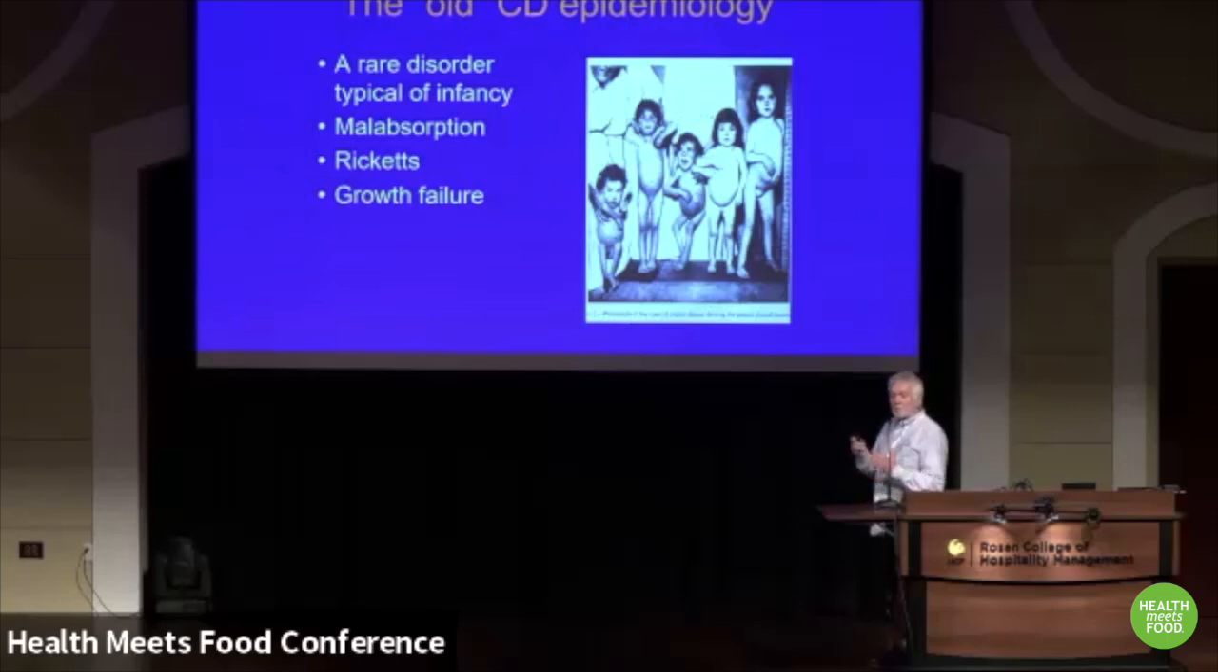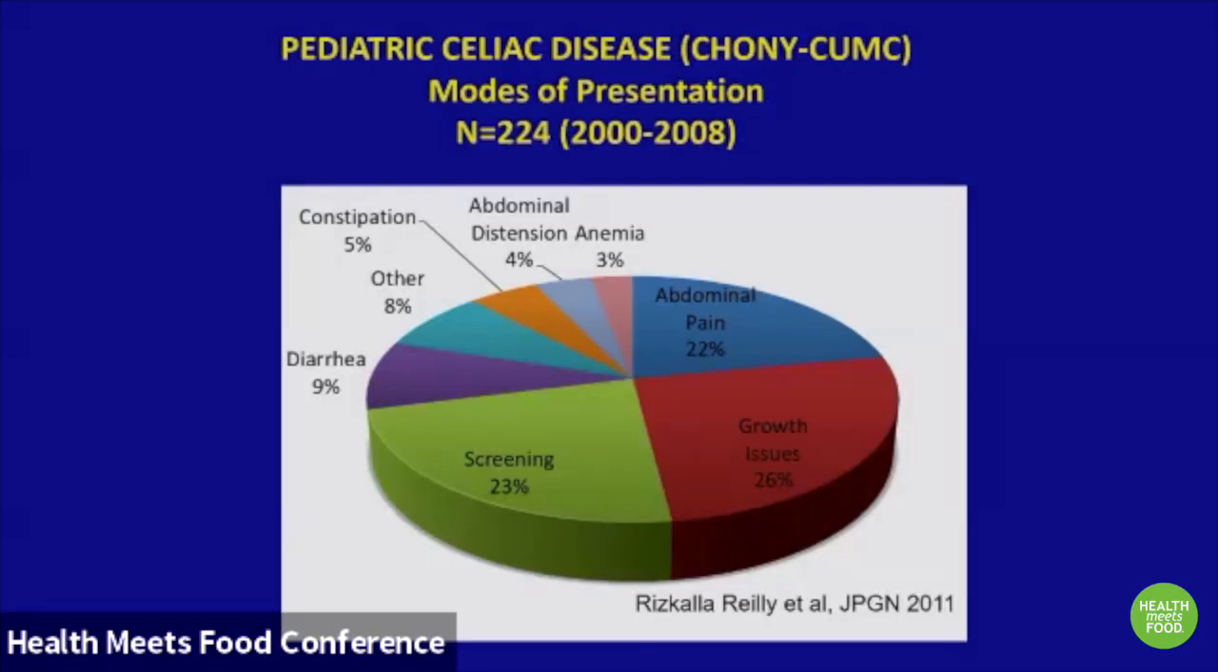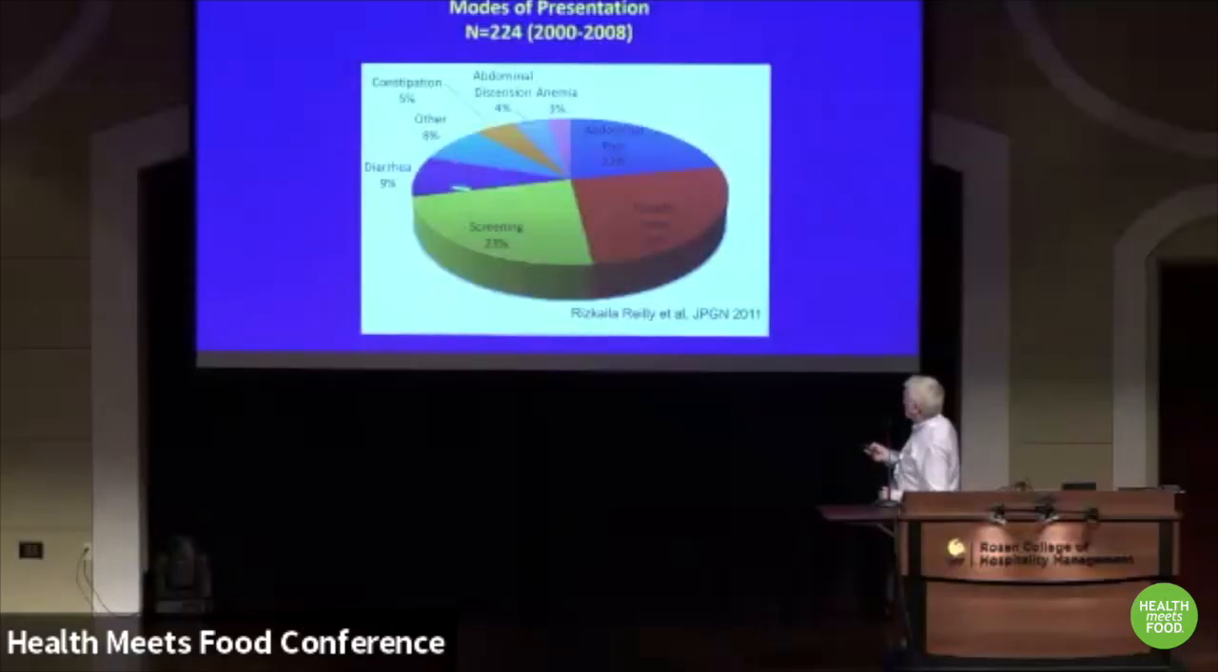And then when the terrible conditions finished and wheat flour came back and they gave these kids wheat flour, they all got sick again. So we owe a lot to this guy, Dr. Dicke, who listened to the patients. But now when we look at all these children that are presenting with celiac disease, and this is a group of kids seen at Columbia, only 9% present with a malabsorption syndrome.